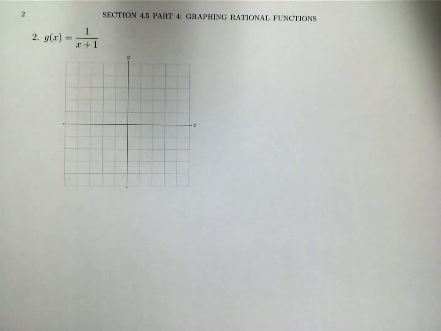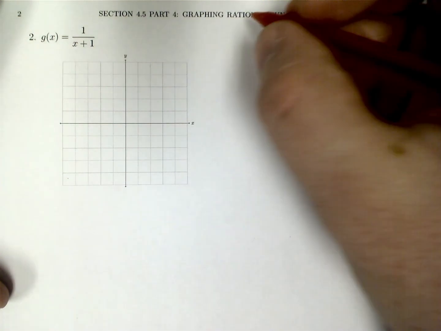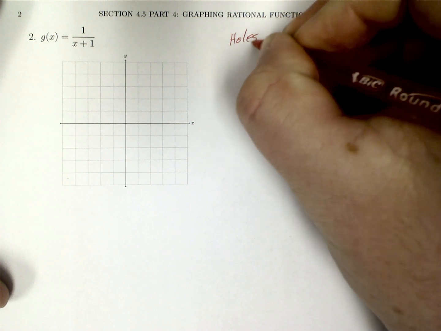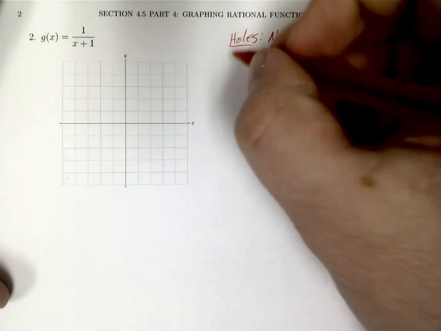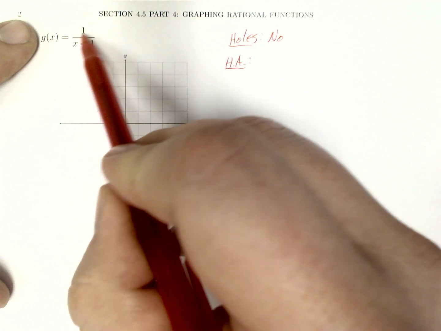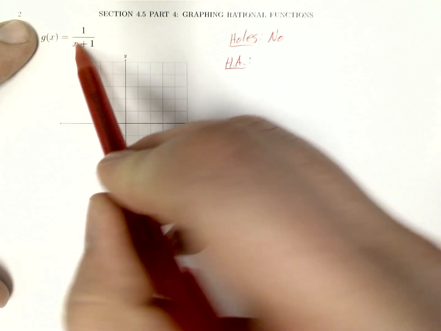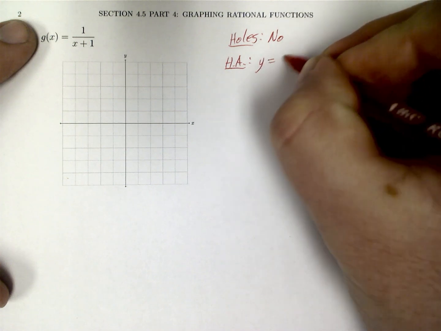All right, so let's just go through all of our stuff. It's factored completely, so we don't have to worry about that. So are there holes? Nope, there's nothing that cancels. So what's after holes? Horizontal asymptote. The degree of the top, again, there's no x with an exponent, so it's degree 0. But in the denominator, it's degree 1. So what is the horizontal asymptote? The degree in the denominator is bigger than the degree of the top, so it's just y equals 0.